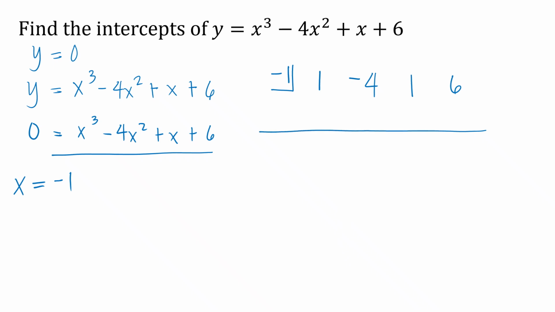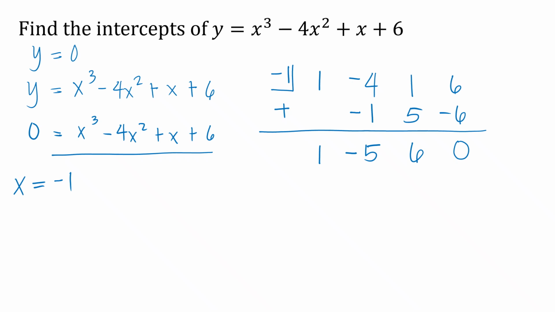Then here, bring down 1. Then after that, 1 multiplied by negative 1 here. The answer is negative 1. So we're going to add that. Negative 4 plus negative 1, the answer is negative 5. Then negative 5 times negative 1, answer is positive 5. Then 1 plus 5 is equal to 6. Then 6 times negative 1, the answer is negative 6. 6 plus negative 6, the answer is 0.